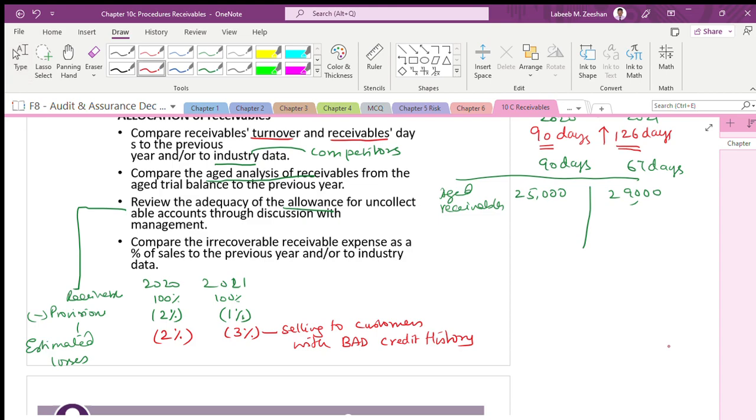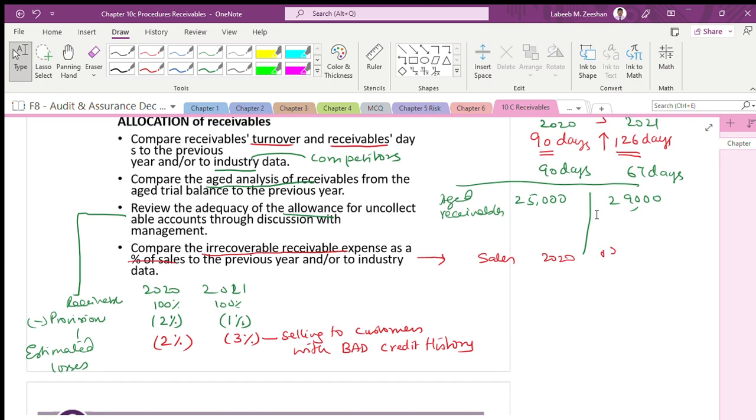Compare irrecoverable receivables expense as a percentage of the sales. How much do we have last year? How much is not recovered? And how much is that of sales? What are we doing? 2020, 2021. We say that sales will be how much? Sales will be 10,000. Here the sales is going to be 15,000.